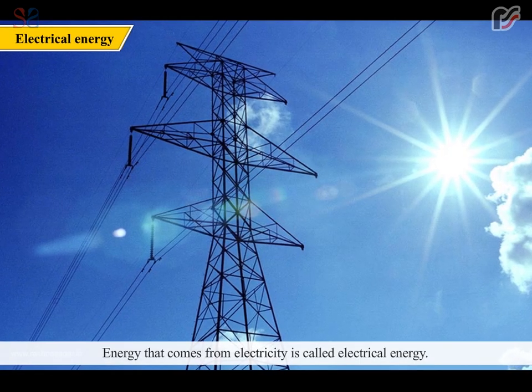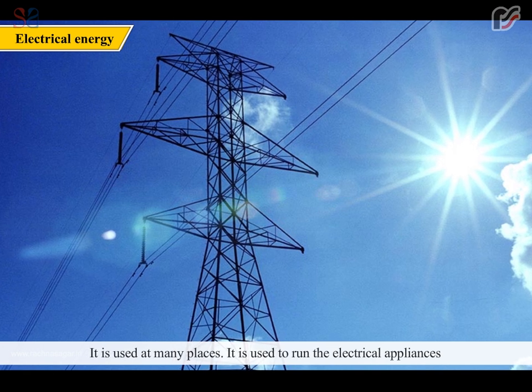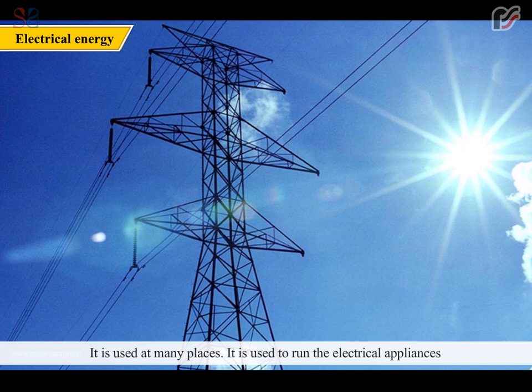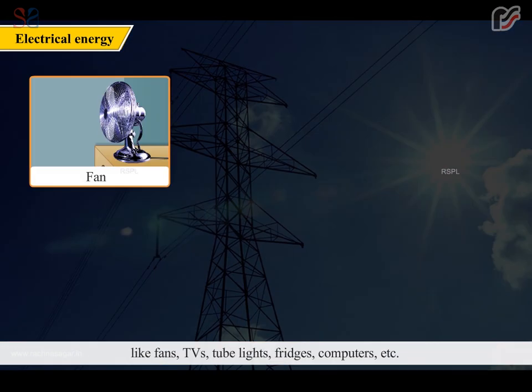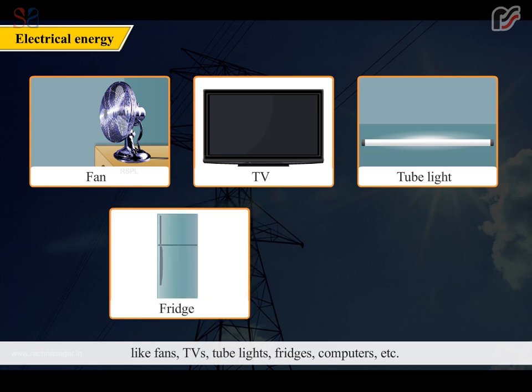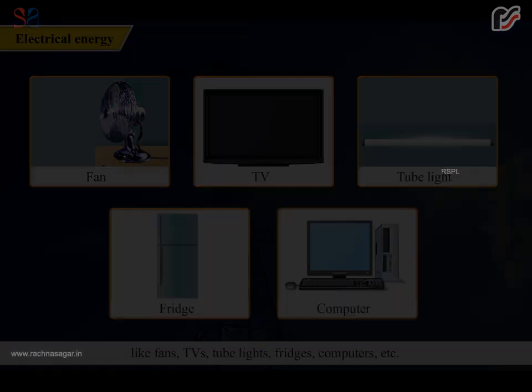Energy that comes from electricity is called electrical energy. It is used at many places. It is used to run electrical appliances like fans, TVs, tube lights, fridges, computers, etc.